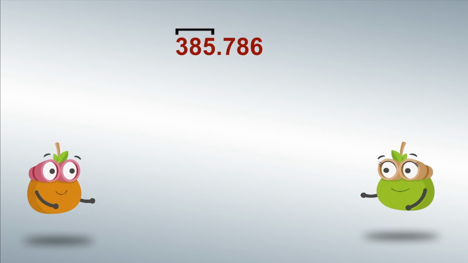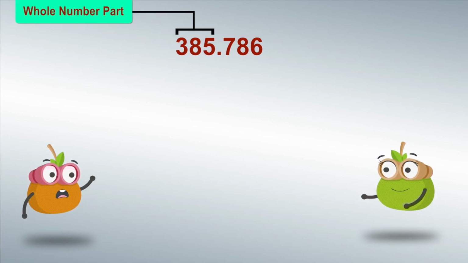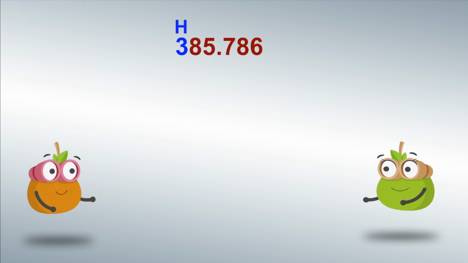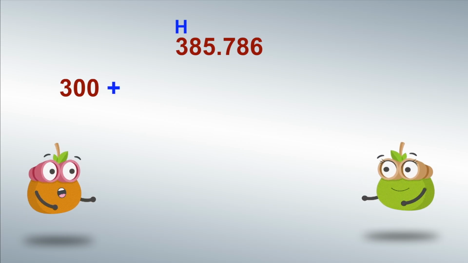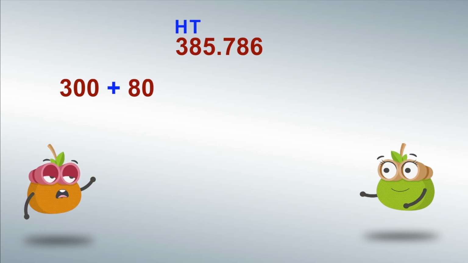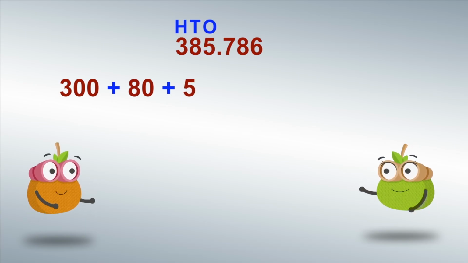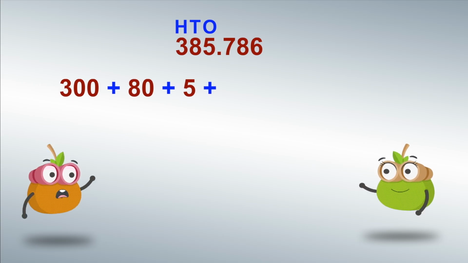Step 1. Start from the whole number. Here it is 385, where 3 is at hundreds place. Write it as 300. Put the plus sign after 300. 8 is at tens place. Write it as 80. Put the plus sign after 80. 5 is at ones place. Write it as 5. Put the plus sign after 5.